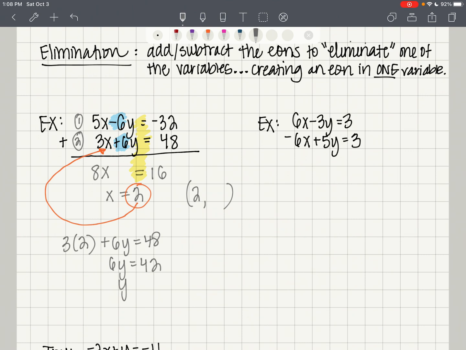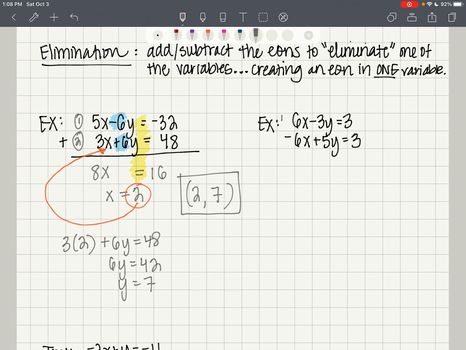Divide both sides by 6, and we get y equals 7. So our answer is the ordered pair 2, 7. X equals 2 and y equals 7. Let's try the next one.